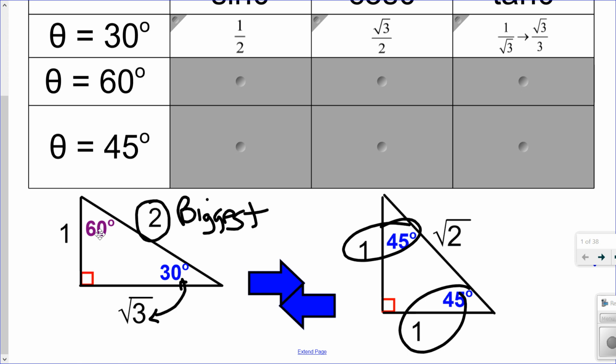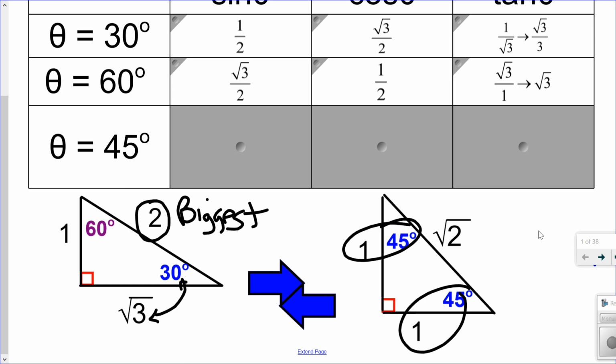In this same triangle, we can now do 60 degrees. So 60 for sine is opposite over hypotenuse. When I change the reference angle, I change what is the opposite and the adjacent. But notice the hypotenuse always stays the same. Let's look at cosine. Cosine is adjacent, beside, over hypotenuse. And then tangent is opposite over adjacent, so root 3 over 1, which is just root 3.